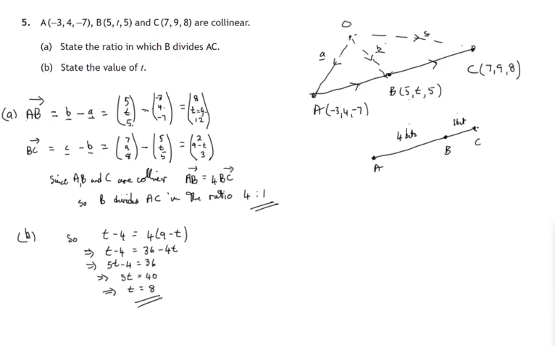Good, double check that we've done everything okay. 8 minus 4 in here. Component is 4. 9 minus 8. Component is 1. And you can see that 1 multiplied by 4 does give us that 4. So that fits in with the fact that each of these components on AB is 4 times the corresponding components on BC. So that's question 5.